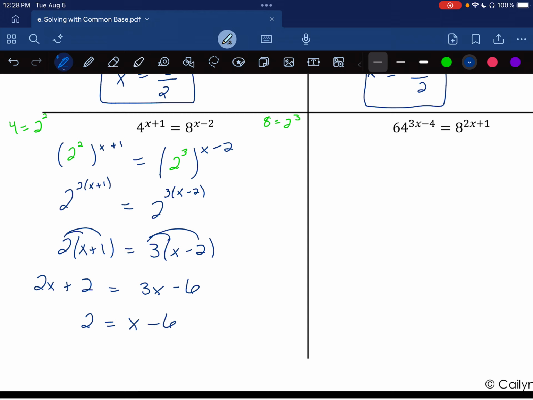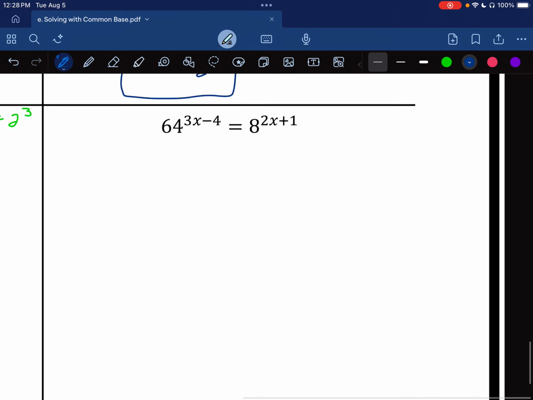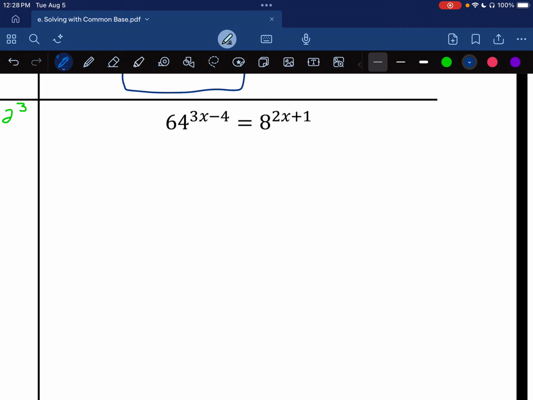All right, last problem, guys. So I have 64 to some power equals 8 to some power. I could rewrite, since 64 is a perfect power of 2, I could rewrite both sides, but I don't have to. I'll just rewrite the left-hand side using the fact that 64 is 8 squared. So this will look like not 64, but 8 squared to the 3x minus 4 power is equal to 8 to the 2x plus 1.